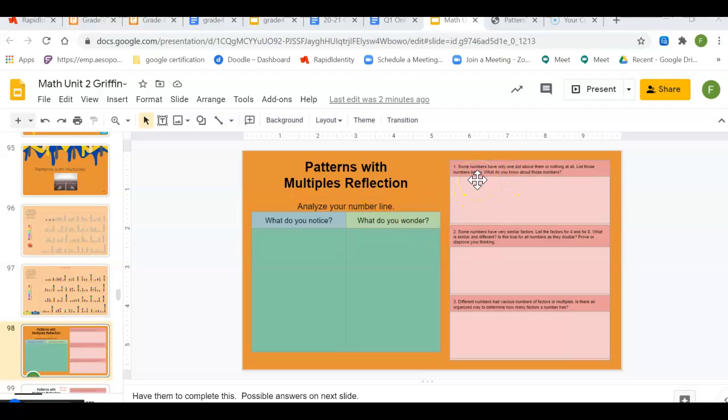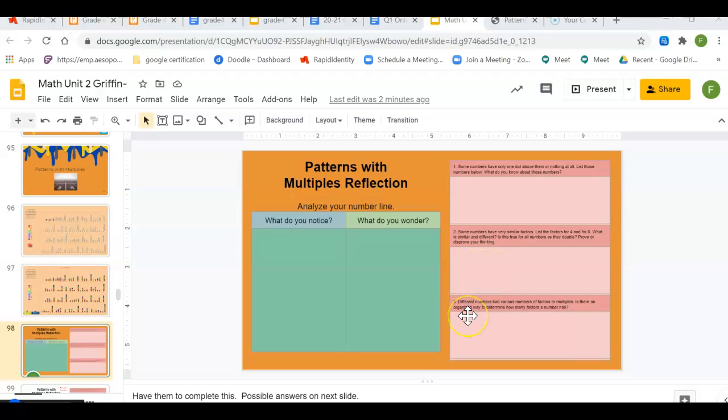Number 1 says some numbers have only one dot above them or nothing at all. List those numbers below. What do you know about those numbers? Number 2, some numbers have very similar factors. List the factors for 4 and for 8. What is similar and different? Is this true for all numbers as they double? Prove or disprove your thinking with a short statement.